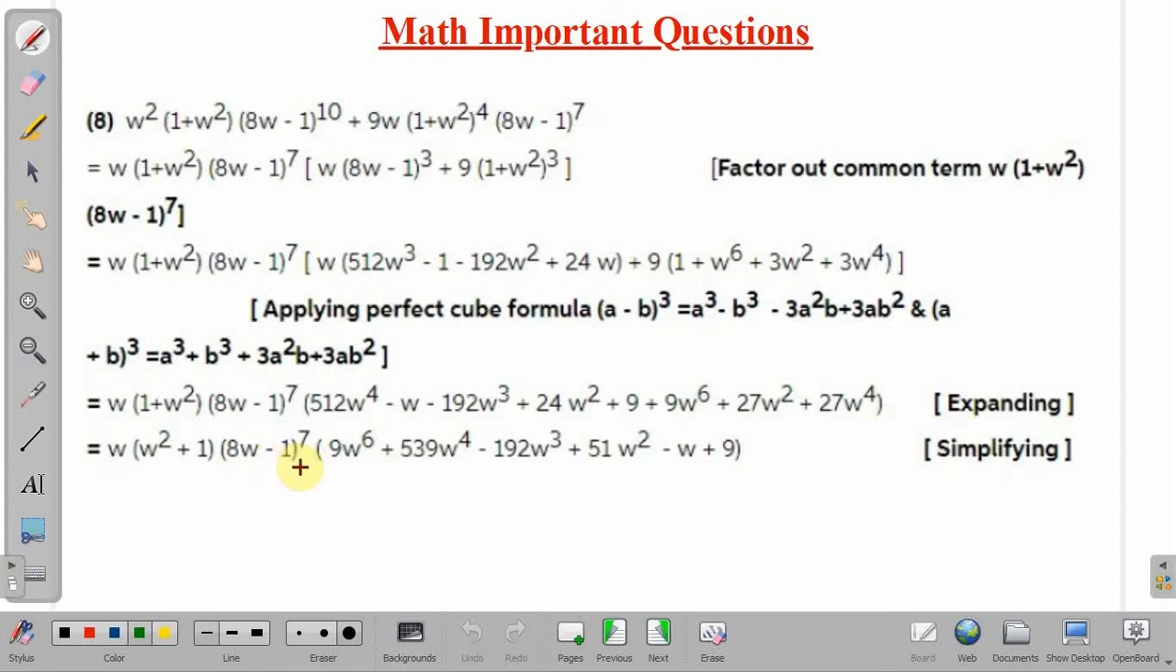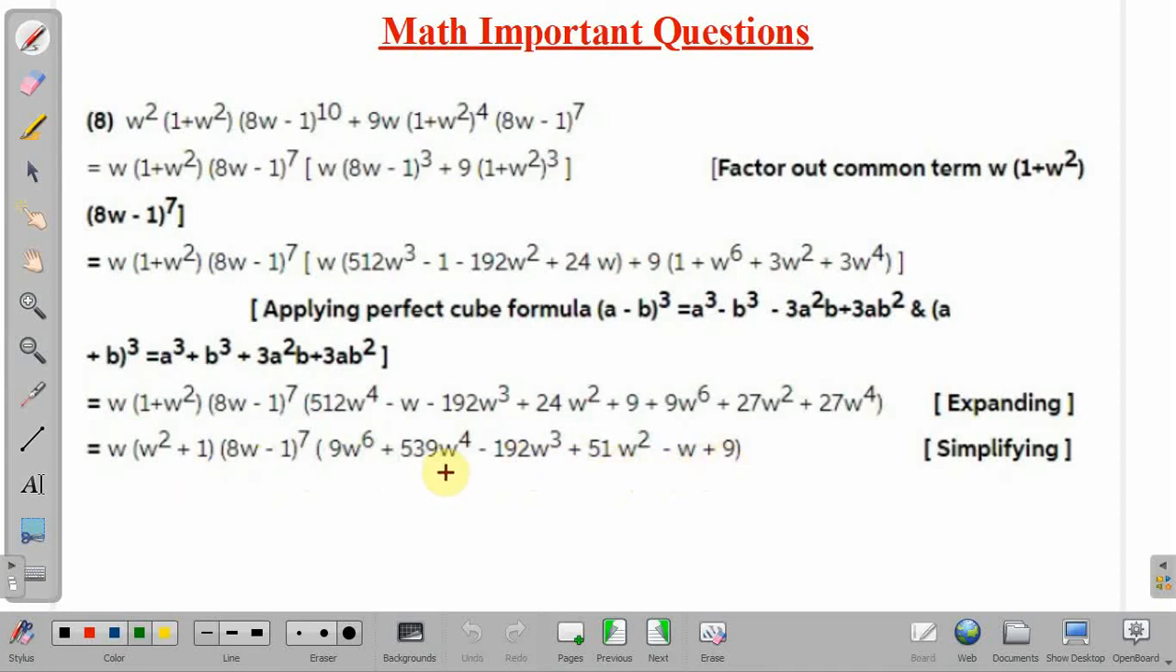the power 7 into 9w to the power 6 plus 539 w to the power 4 minus 192 w raised to the power 3 plus 51 w square minus w plus 9. So these are the required factors.